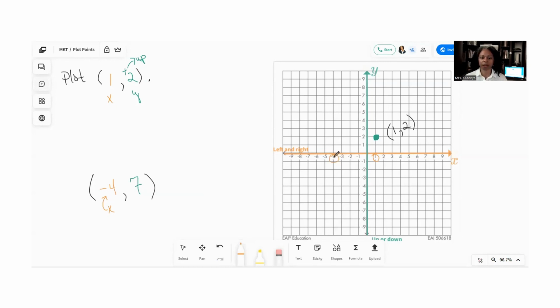From that -4, the y value tells me whether to go up or down. Since this is positive, then that means I need to go up 7 units. So from that -4, I'm going to go up 1, 2, 3, 4, 5, 6, 7. There we are. There's my second point plotted on this coordinate plane. Do you see how the coordinate plane gives us a map to move according to the x and y values? And that's it. That's simple for plotting ordered pairs on this coordinate plane.